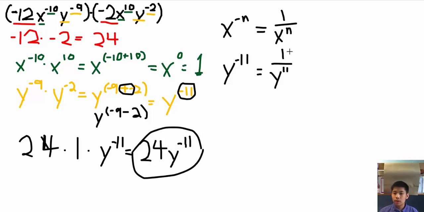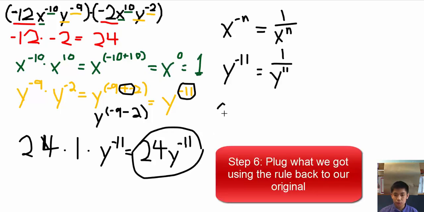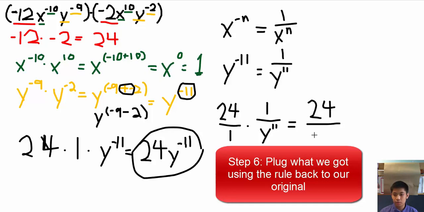Now, we plug 1 over y to the 11th back into our original answer, which is 24y to the negative 11th. We should get 24, which is 24 over 1, times 1 over y to the 11th, which is what we got from the rule above. The numerator would be 24, and the denominator would be y to the 11th.